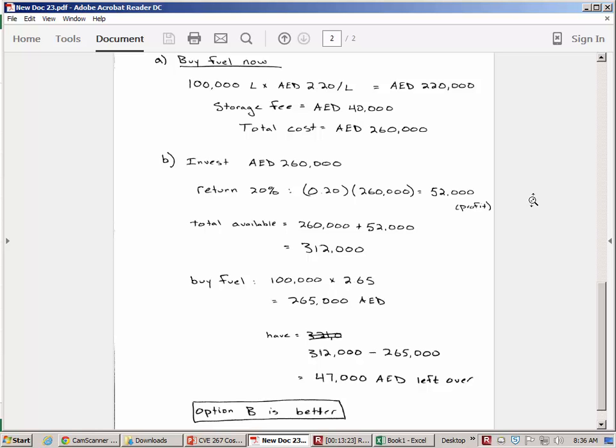Okay. The question is asking, should you buy the fuel now and store it, or should you buy the fuel in the future by investing your money now? And you just compare the two alternatives. If you buy it now, it will cost the fuel price plus the storage fee. Are fuel prices high right now or low?